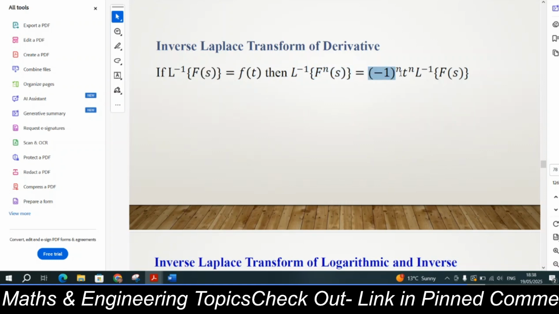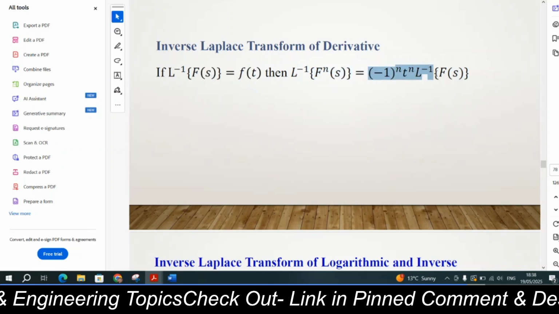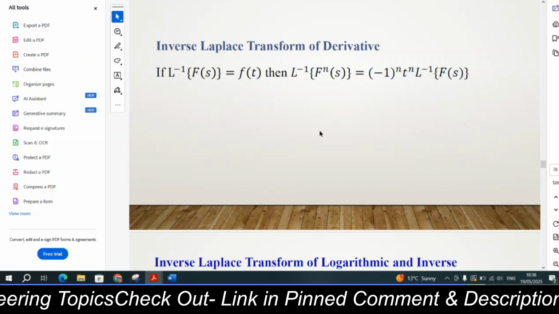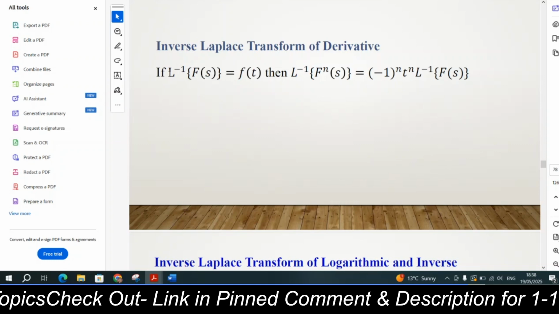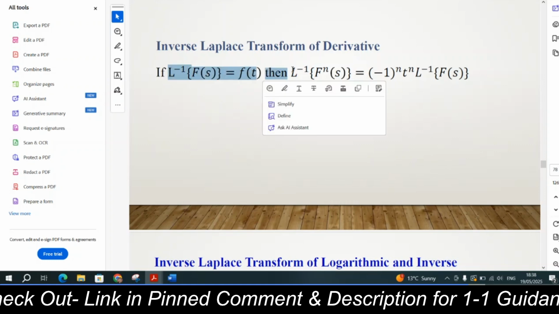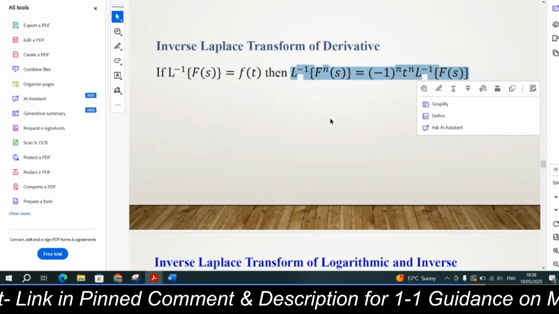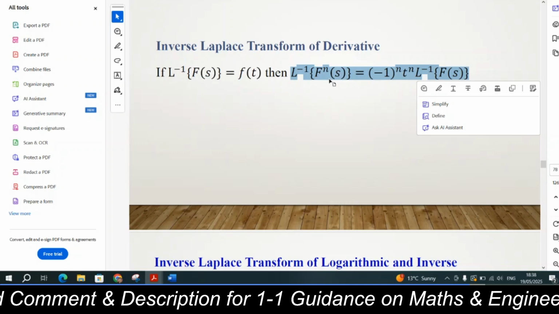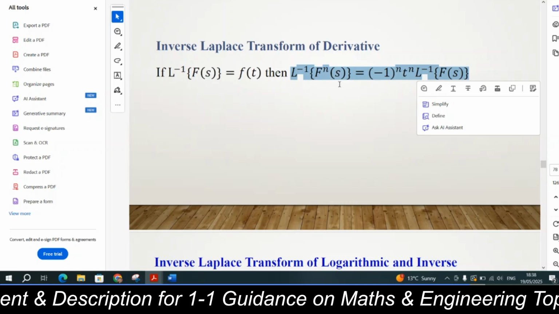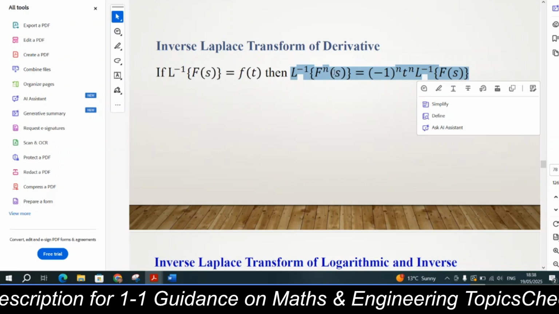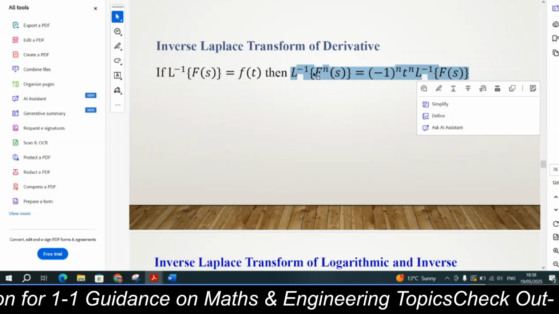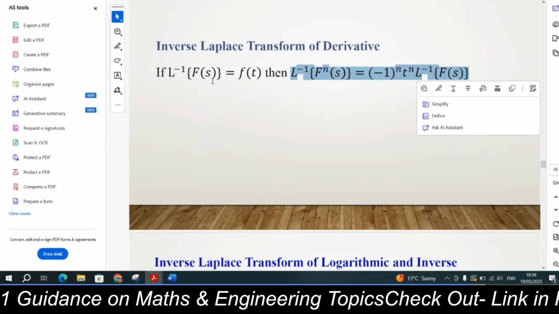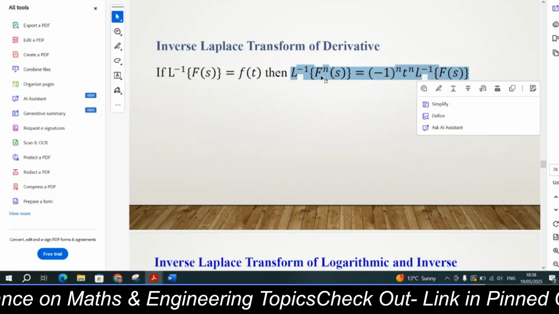This is separate, because we already know the inverse Laplace of f of s is f of t. In that case, since we already know this, the inverse Laplace of the nth derivative of f of s becomes minus 1 raised to n into t raised to n into inverse Laplace of f of s. Okay. Only when we know this, we can actually do this.